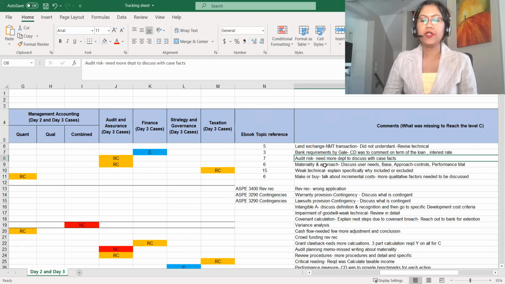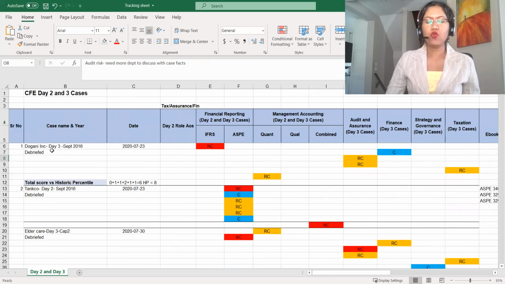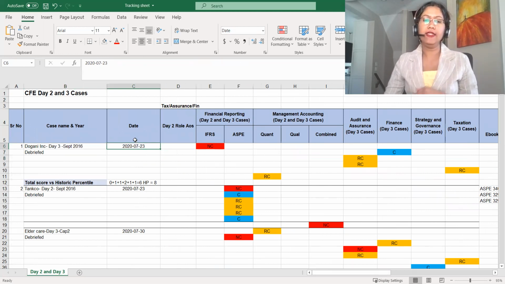So audit risk, what was that AO about? So it was about audit risk. So we need more depth to discuss the case file. So once you write the case, get it assessed, marked by someone else, not assessment.